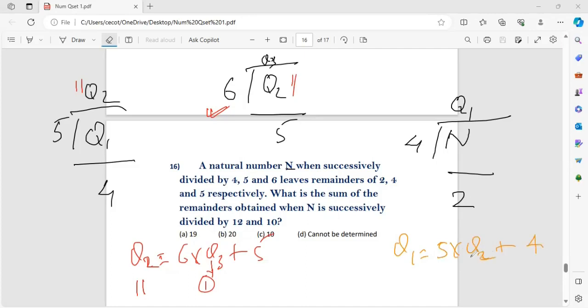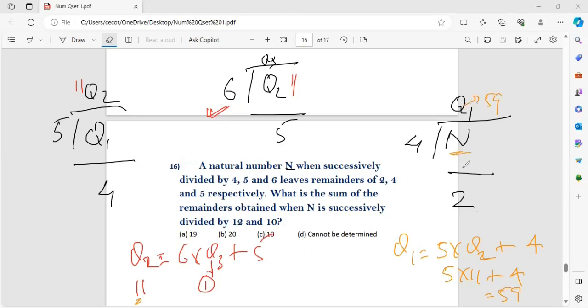See, once you understand this, you will be able to solve this very easily. For the explanation part, we are taking some time because there might be some people who might not know how to apply the logic. That's why. Now, q2 is already 11 as per our assumption. So, 5 into 11 plus 4. 11 5s are 55 plus 4, 59. So, we got the value of q1, that is 59.